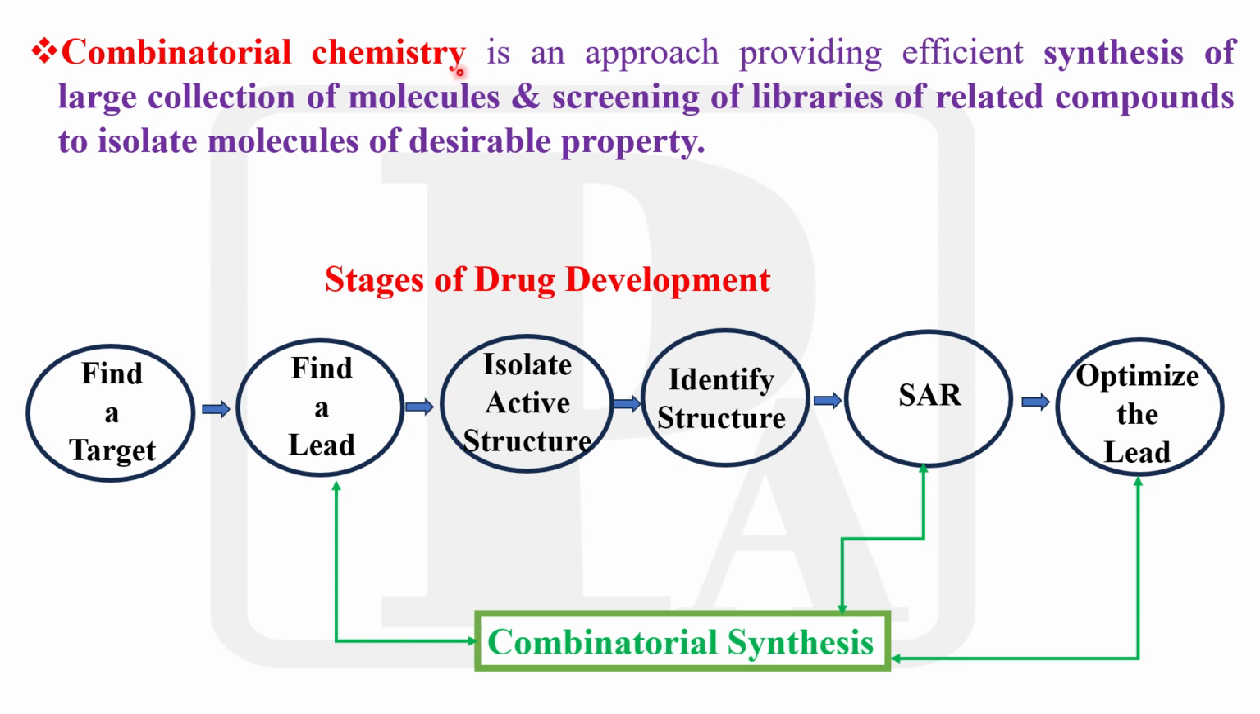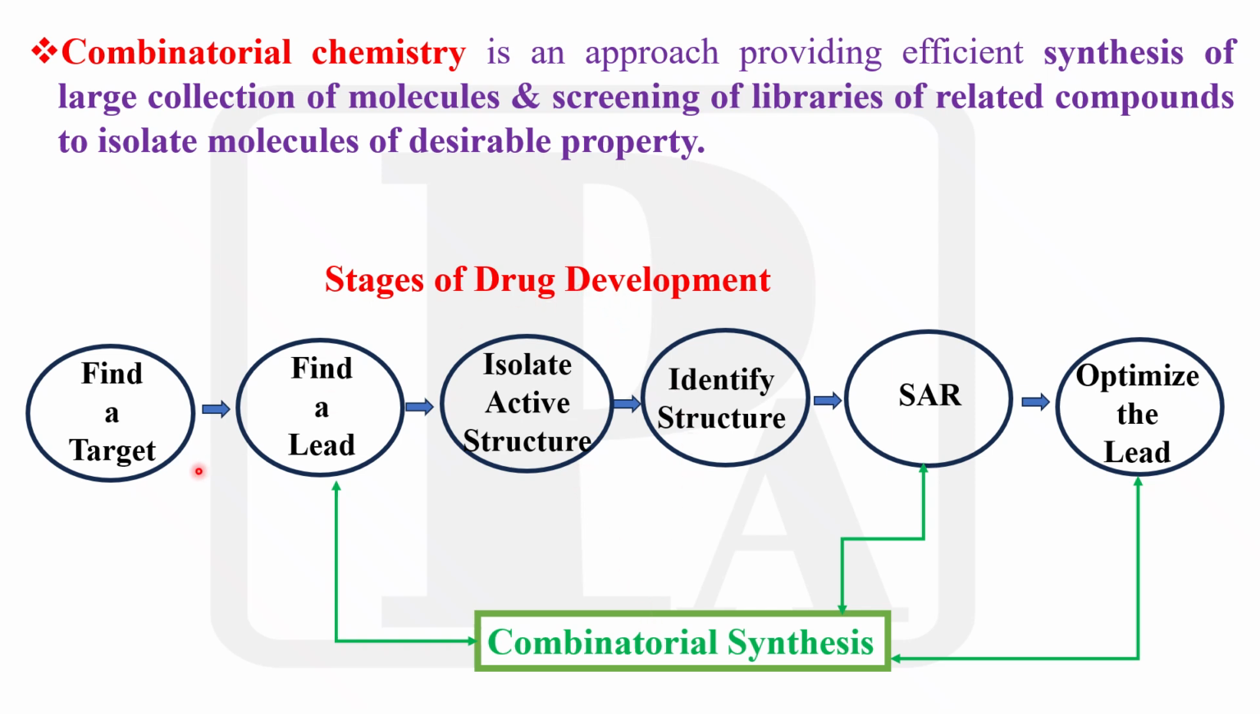So what is combinatorial chemistry? This is an approach by means of which we can synthesize a large number of molecules, and that collection of molecules is called a library. Then that library of compounds should be screened. Why should it be screened? To isolate a molecule having the desired activity. So, combinatorial chemistry is an approach for synthesizing a large number of molecules, which are collected, and that collection is called a library. The library of compounds is screened to isolate the molecules of the desired property.